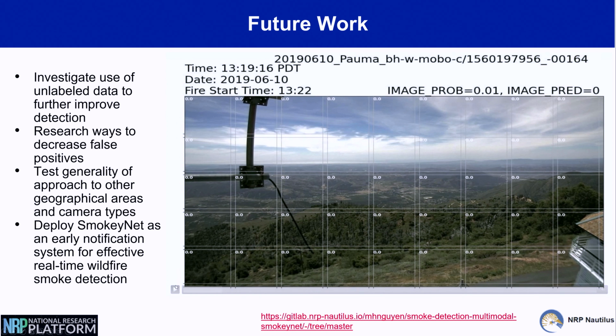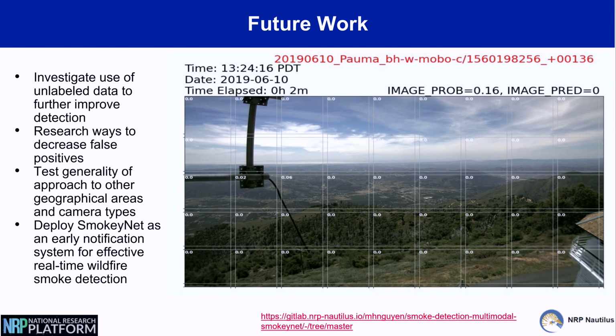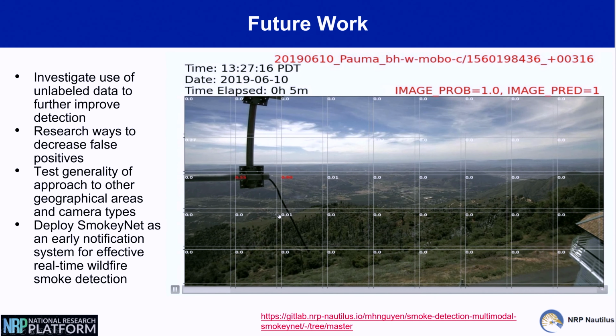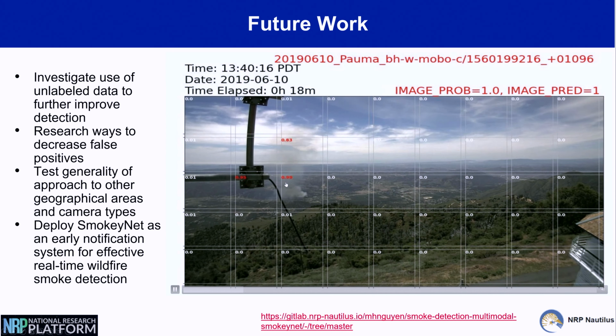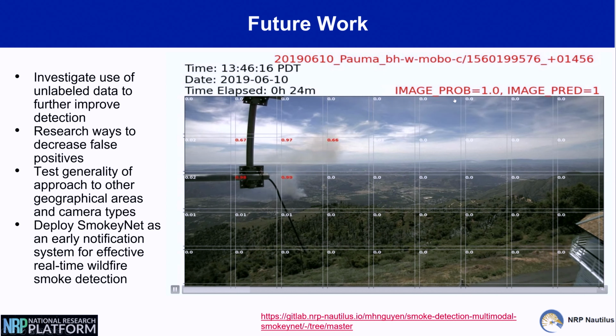So let me play this through, and you'll see some of these tiles will turn red. That's where SmokeyNet thinks that the smoke is in the image, and then the image probability here will also turn red. All right, so let me move this along. Right, so the fire has started, and SmokeyNet thinks that it's right there, and now you can see it. You see how it grows? It's already grown pretty large, and it's only been 13 minutes. And then the smoke will spread to other tiles, and other tiles will then turn red as well, right? But already SmokeyNet has detected that there is fire in this image, and that was at the very beginning.